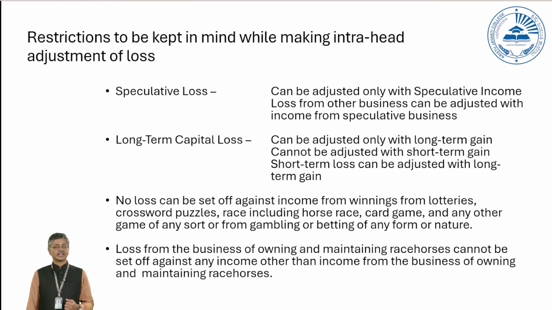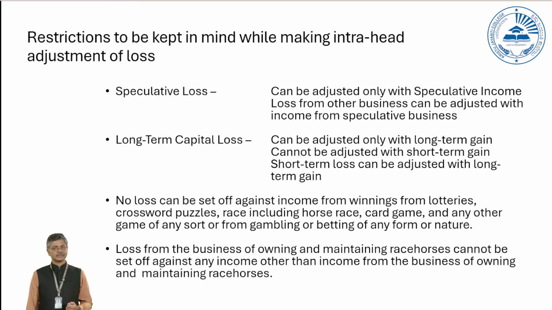Then we have certain conditions that need to be followed with regard to intra-head adjustment of losses. Very specifically, the first item is speculative loss. Speculative loss cannot be adjusted with any other income. Only speculative income can be used to adjust the speculative loss. Whereas, if there is speculative income and a loss from another business, the other business loss can be adjusted with the speculative income. So precisely, speculative loss cannot be adjusted against any other gain, whereas speculative income can be utilized to adjust any other business losses.